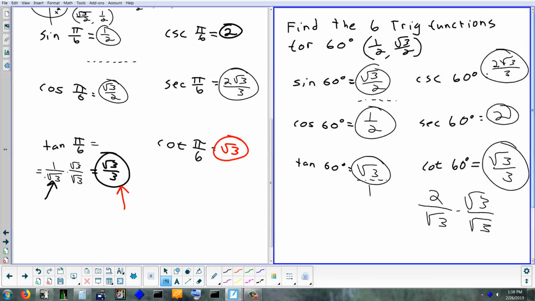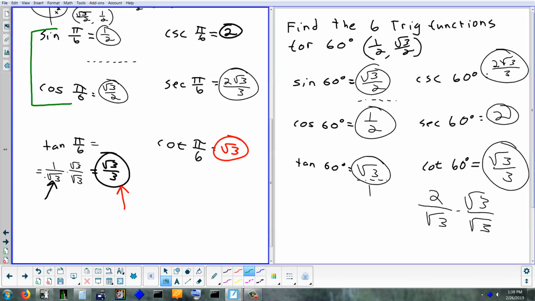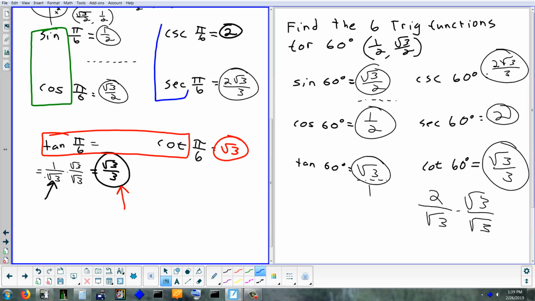Hey, now look at the answers we got on the left. Certain ones switch places. Did anybody see two trig functions that switched places from the 30 to the 60? The sine and the cosine switch. Yep. The sine and the cosine switched from the 30 to the 60. What else switched? The tangent and the cotangent. Those switched. And which other two switched places, Shay? The cosecant and the secant.